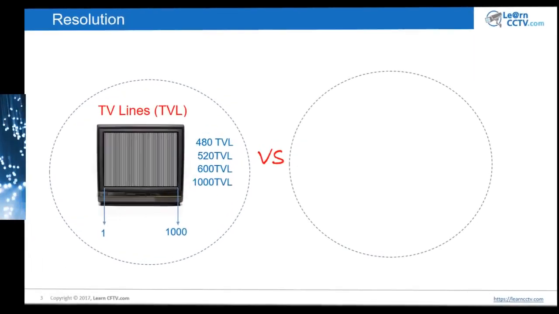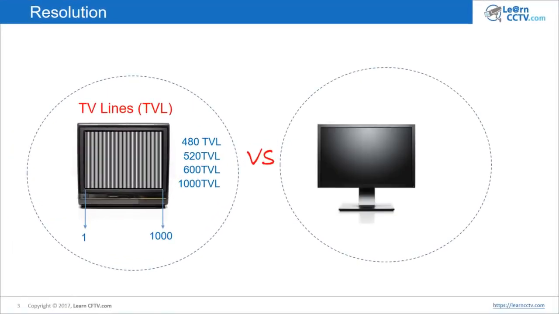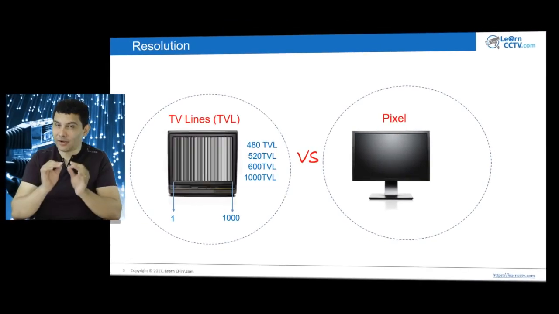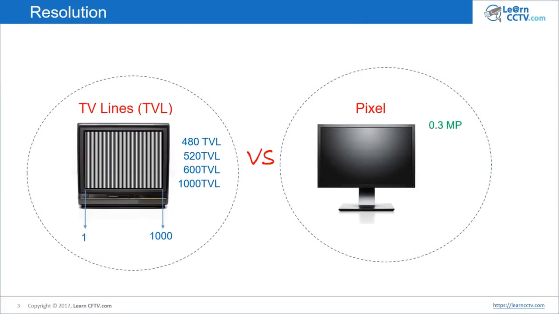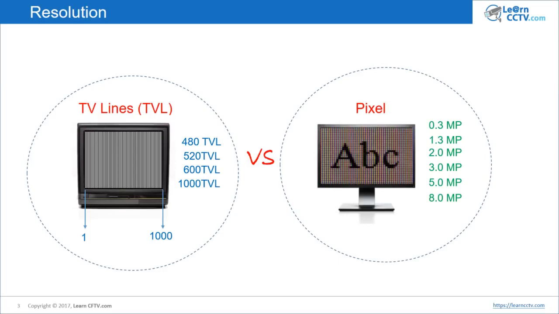In a digital system, you have here your monitor, and then you have pixels. You don't have TV lines anymore. We're talking about pixels now. And then you buy a camera, let's say an IP camera now. I'm not talking about analog anymore. I'm talking about IP now. IP camera, pixels, and then you have 0.3 megapixel, for example. You have 1.3, 2 megapixel, 3, 5, 8, and even much higher resolution in other IP cameras. And then you have the pixels, and those pixels are going to fill your screen.